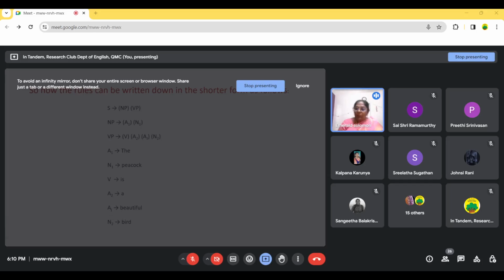I did this for an English sentence. Now we are going to see the same for a Tamil sentence. Move on to the next slide.